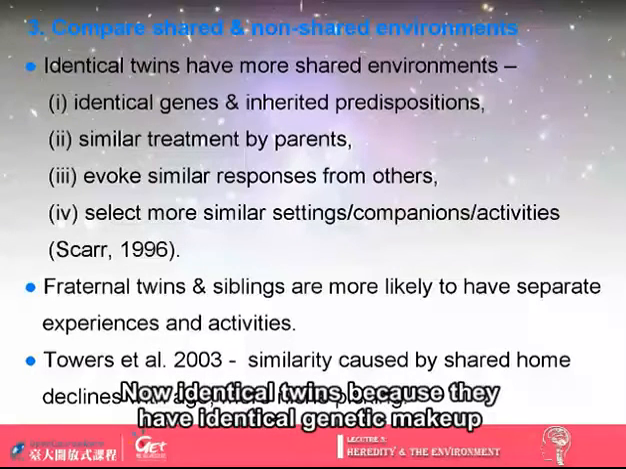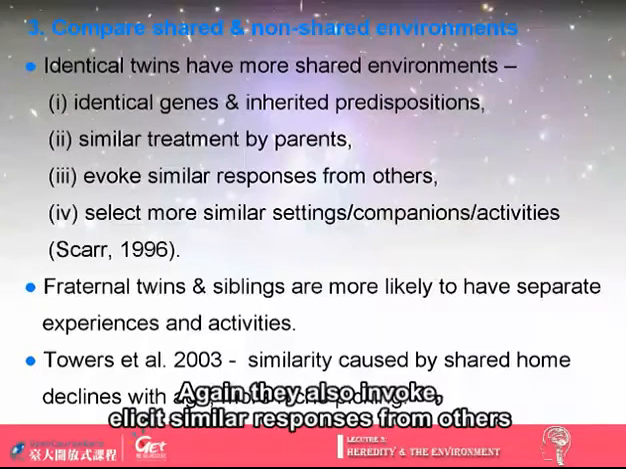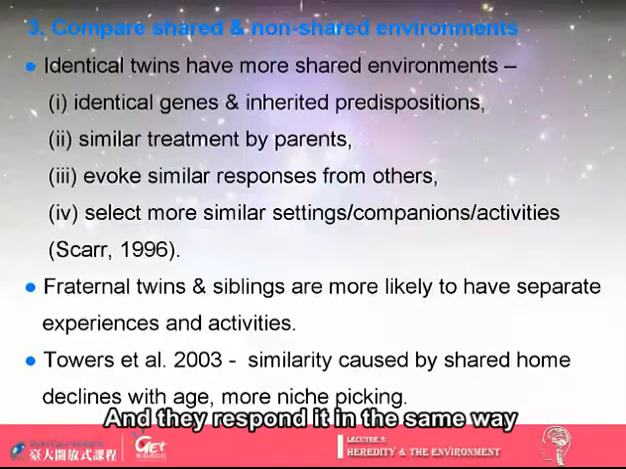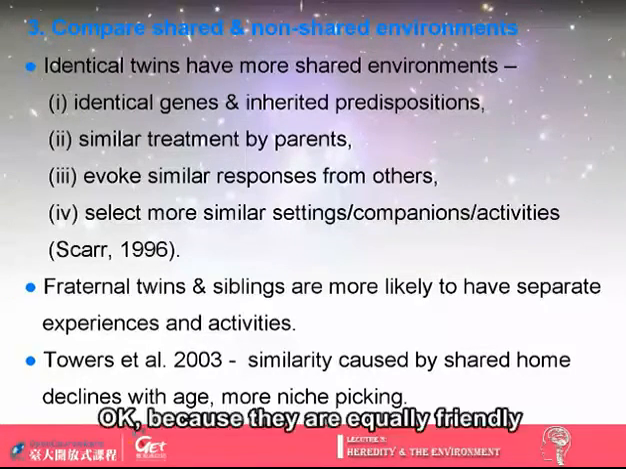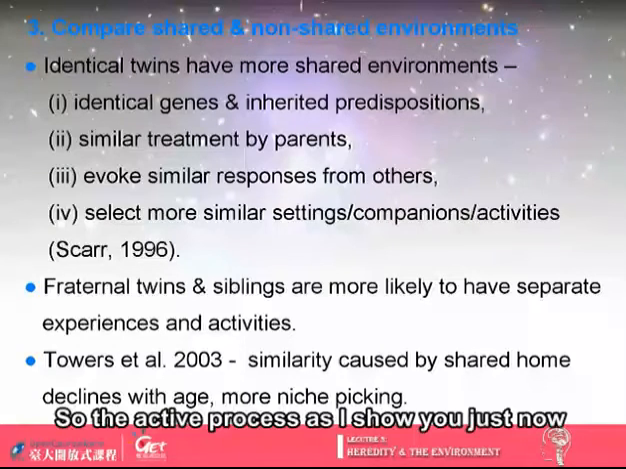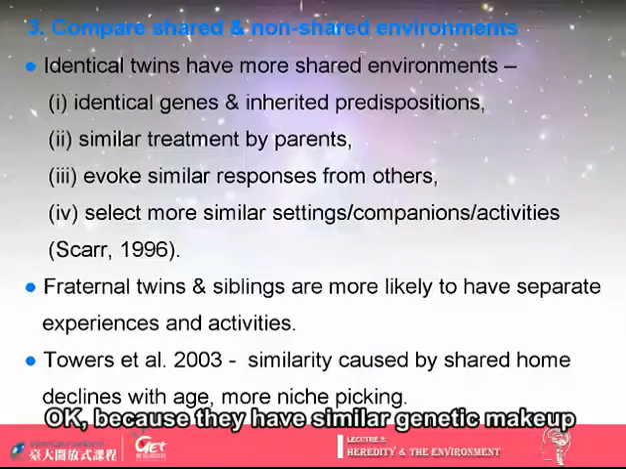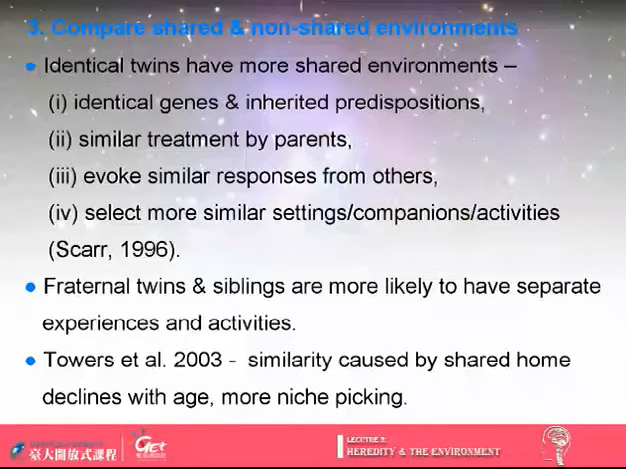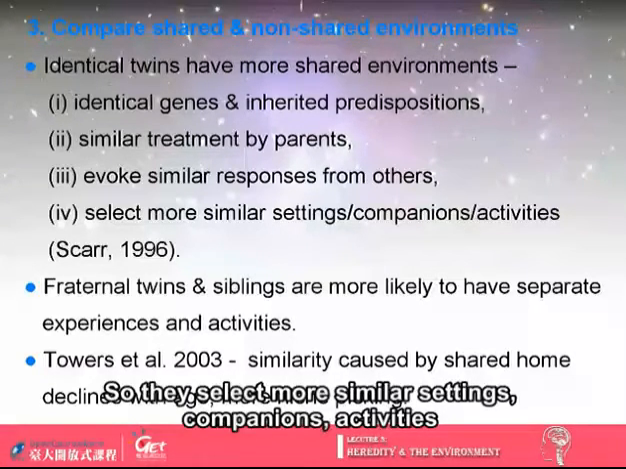Now, identical twins, because they have identical genetic makeup, are more likely to be similar. Again, they also elicit similar responses from others. Okay, maybe both of them are equally friendly and they are responded to in the same way, okay, because they're equally friendly. The identical twins also select more similar settings, so the active process, as I showed you just now. Okay, because they have similar genetic makeup, you do see that identical twins usually do the same things together. Okay, they usually have the same interests. So they select more similar settings, companions, activities.